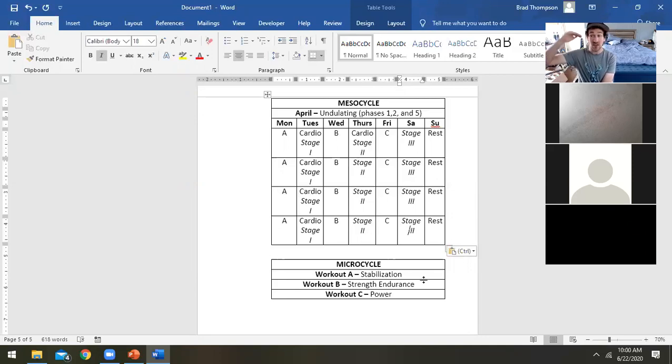Back up to the top. 95% max heart rate, 85% max heart rate, 65% max heart rate, right? They were really like using different ranges, like sprint, recover, right? And then on Sunday, they would rest.